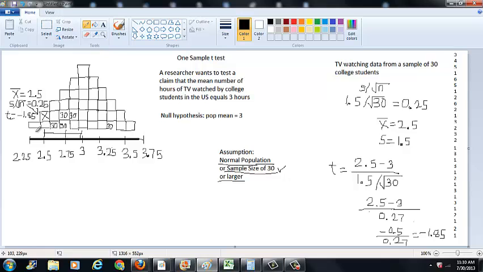A sample that's 3 standard errors away from the center is even more extreme. What if we got a sample out here, which is at about 3.5? Not quite, but let's just say it's 3.5.